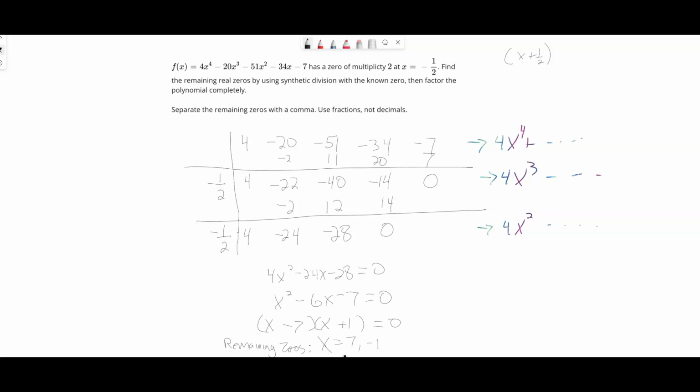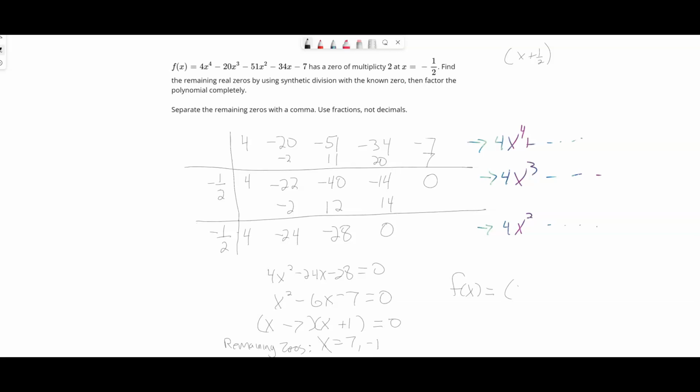They said use fractions, not decimals. Separate the remaining zeros with a comma. Okay, great. And these are whole numbers, which are a form of fraction. You don't have to write the over 1, but that's essentially the use fractions, not decimals. Okay, and then it also said, then factor the polynomial completely. So we want to have the polynomial, f of x, factored completely.